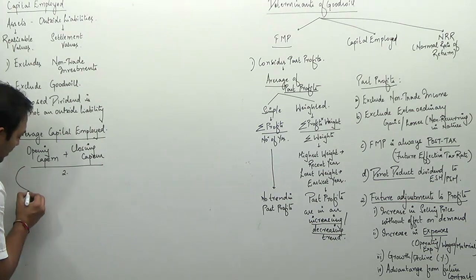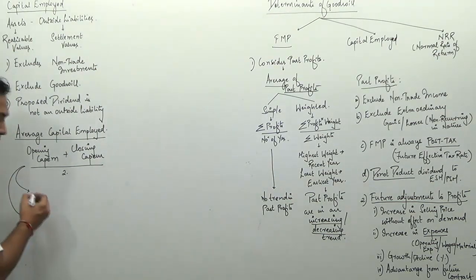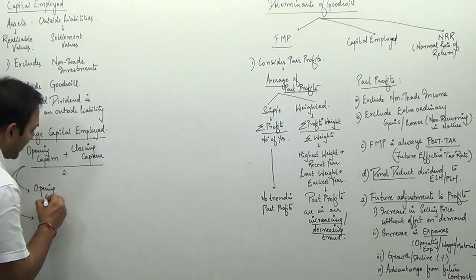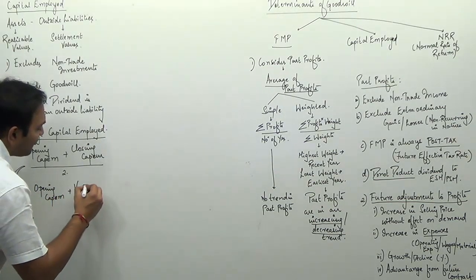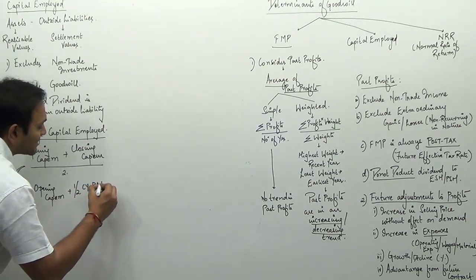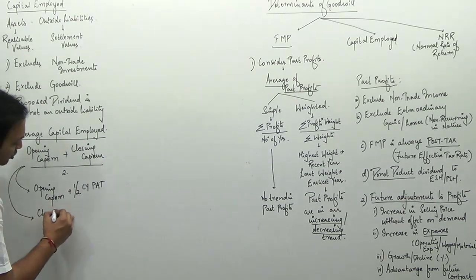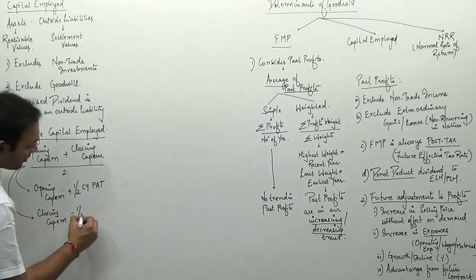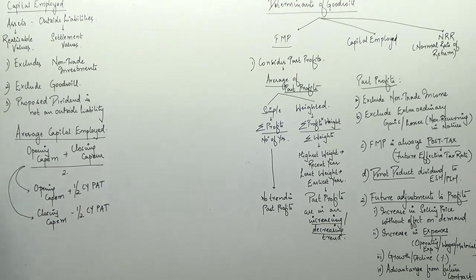The same formula can also be rewritten in two different ways. The first way to write it is opening capital employed plus half of current year profit after tax. Or I can also write it as closing capital employed minus half of current year's profit after tax. Current year profit after tax is the adjustment there.